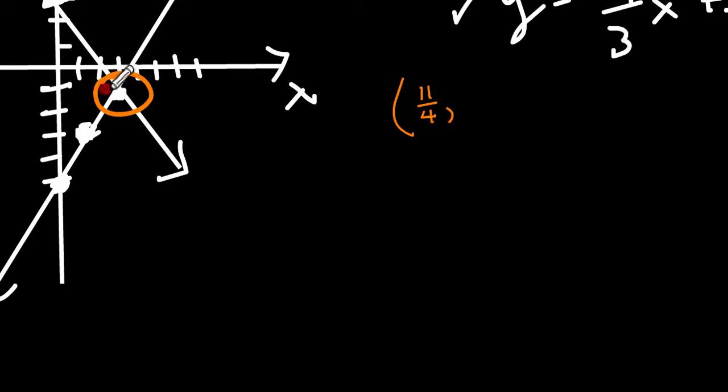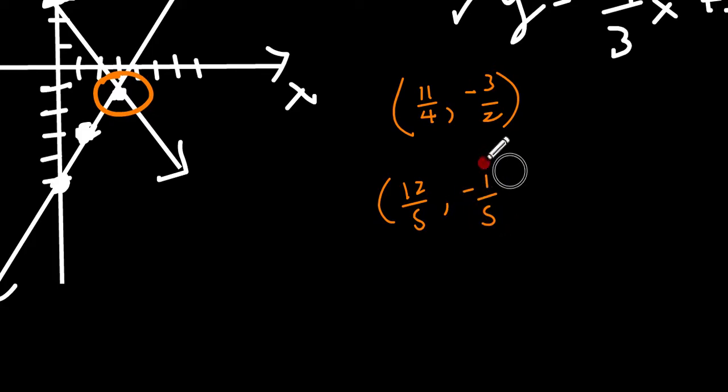And down here, it's negative something where they intersect. I know this is totally wrong because I know what the answer is, but we're going to go with negative 3/2. Now, the correct answer to this problem is 12/5, which that one's not too bad, but it's negative 1/5. This is the correct answer.